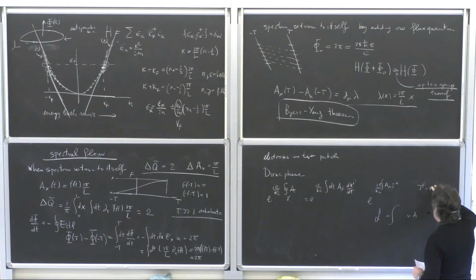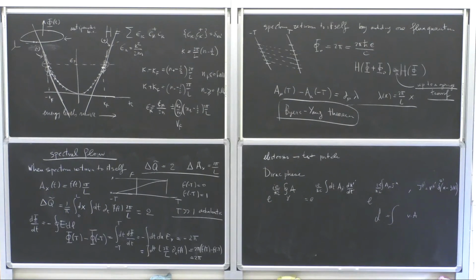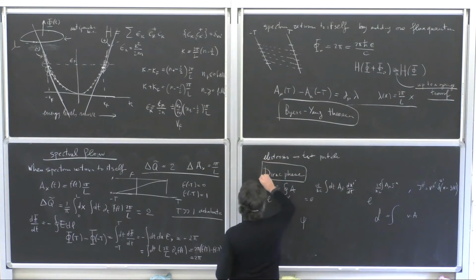j^i is v^i delta of x minus the trajectory. That's another formula you can use. For example, if you have a wave function and you put an external field, the wave function will acquire this phase when you put an external field. So this is an extremely important thing, the Dirac phase.